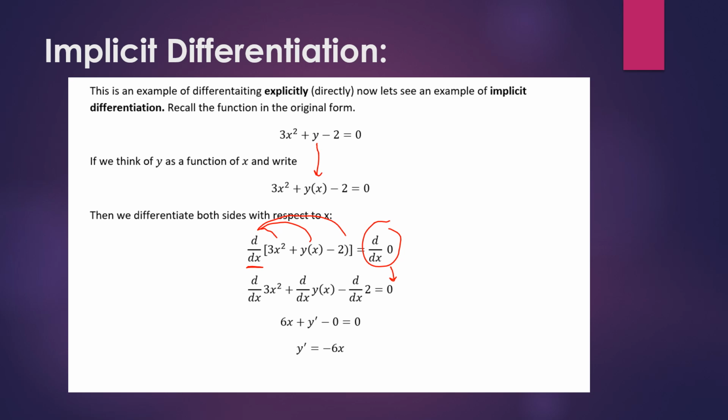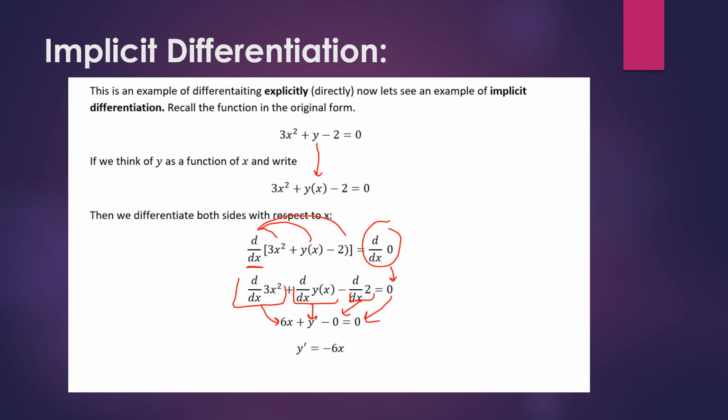So the derivative of 3x squared is 6x. Now this middle term, the derivative of y of x, well, what could that be? Well, that's going to be y prime, also known as dy/dx. Really depends on who you are and what you're trying to do. But we can call it y prime, we can call it dy/dx. The derivative of 2 is 0, and then the 0 comes down.